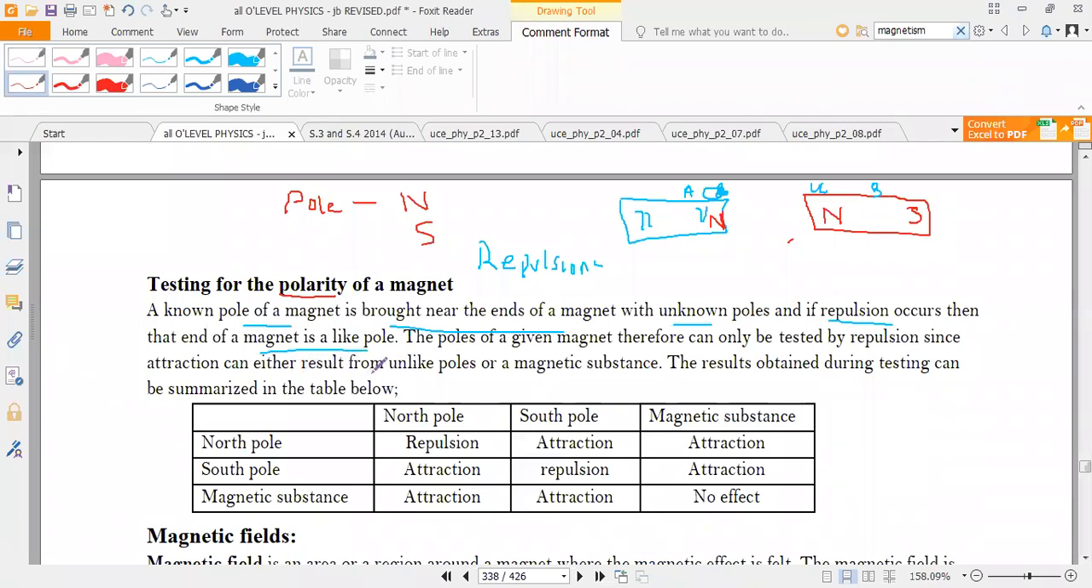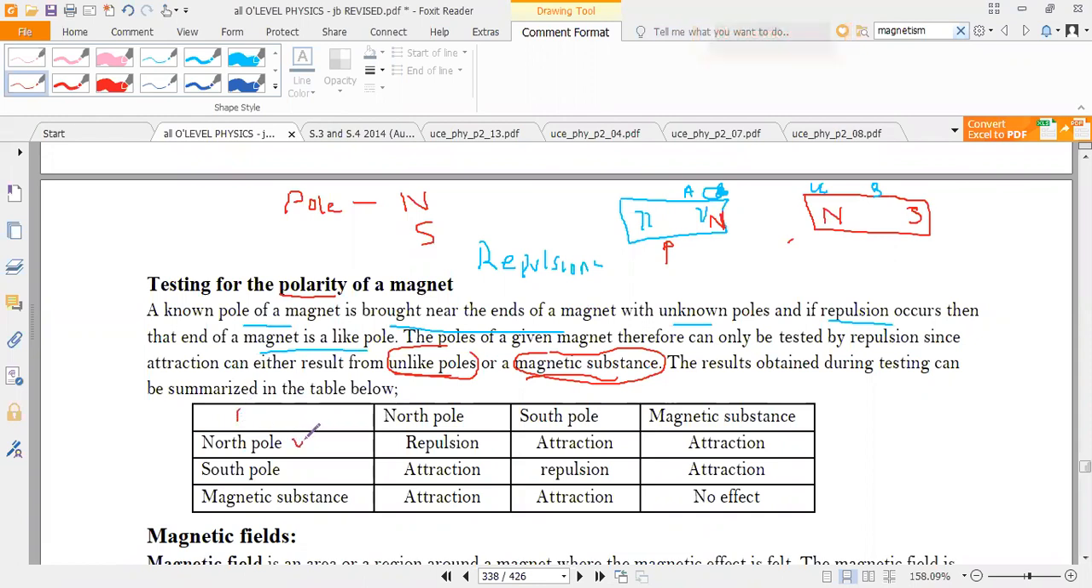Because attraction can either mean the poles are unlike, or it can mean that this may not be a magnet but a magnetic material. Magnets attract magnetic materials, and a magnet can also attract another magnet if it is an unlike pole. That's why we don't conclude for the attraction, but we only use the repulsion test as the only sure test. So we have the results in this table, which we can use whenever we are testing the poles of a magnet.